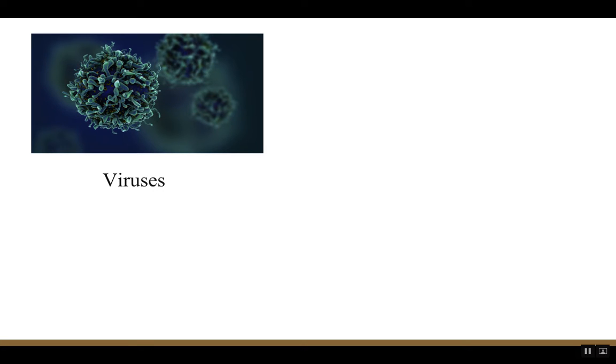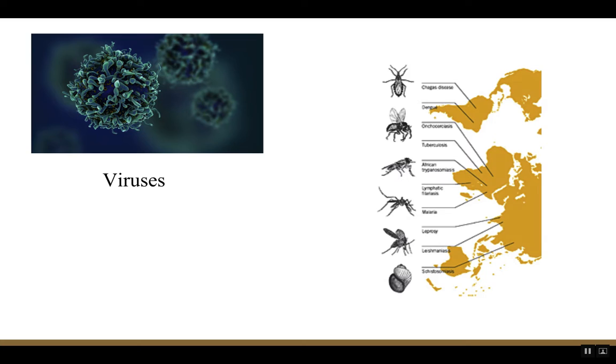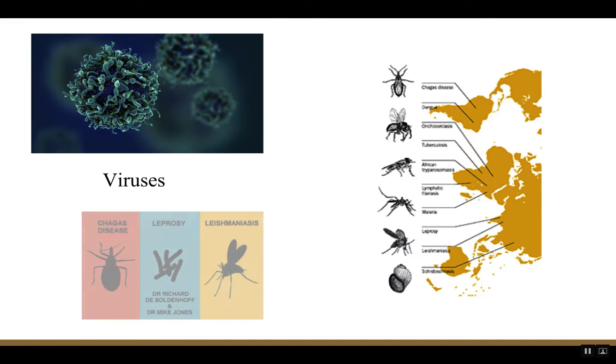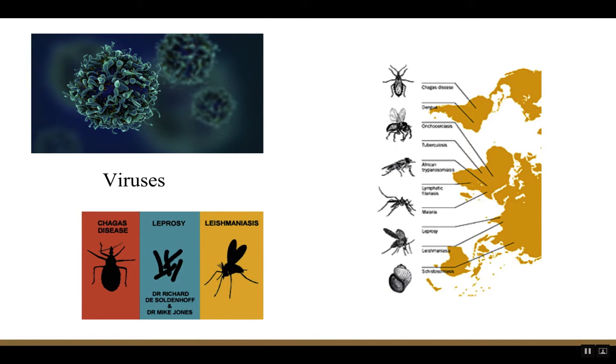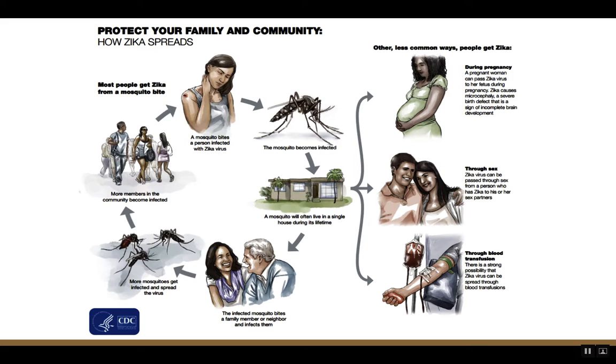A virus is an infectious particle that is only capable of reproducing by infecting a host cell. Mosquitoes, flies, and ticks are the most common carriers of the disease, as they are now hosts for the viruses. Here is a representation of how the Zika virus enters the human body.